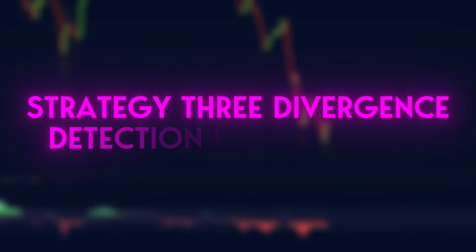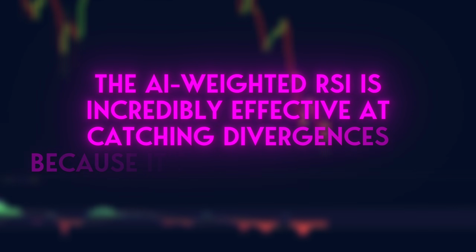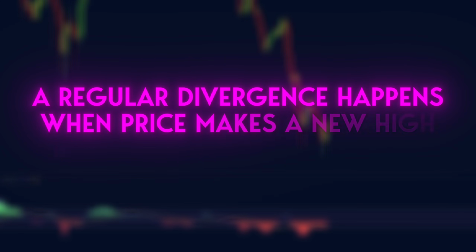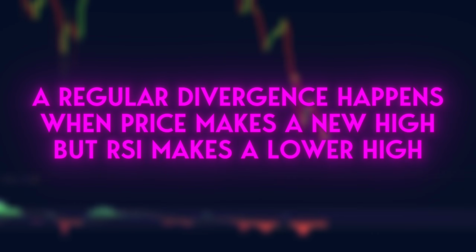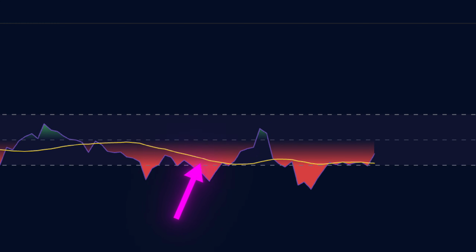Strategy 3. Divergence detection is my favorite. The AI-weighted RSI is incredibly effective at catching divergences because it's forward-looking. A regular divergence happens when price makes a new high, but RSI makes a lower high, signaling weakening momentum. But with this AI version, you're seeing that weakness even earlier.